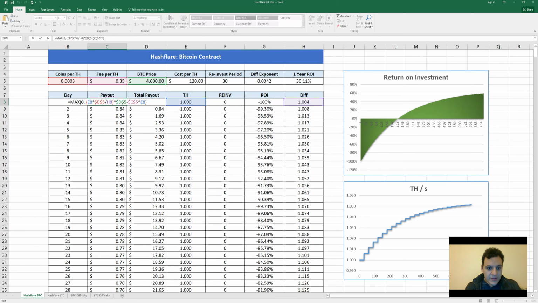So it should be between 0 and that. Yep, so now the revenue is being increased by the terahash, multiplied by the terahash. It's being divided by the difficulty and then multiplied by the price. Because I changed the fee into price in US dollars, I don't need to multiply that by the price, but I do need to multiply it by the terahash. So that's the correct formula.